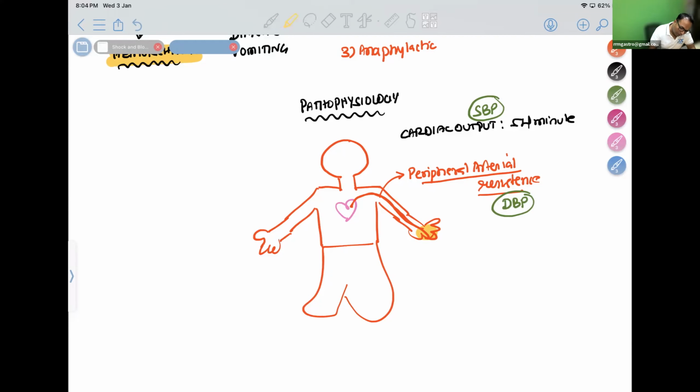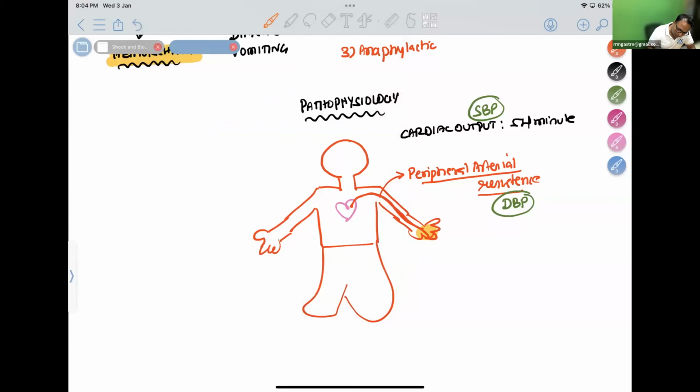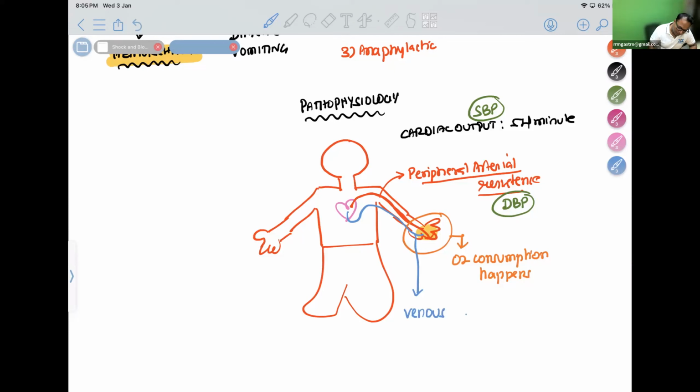And in the periphery, what happens? In the periphery, the oxygen is getting consumed. Please don't forget, peripheries consume the oxygen. So oxygen consumption happens in the periphery. After the oxygen is consumed, venous blood brings the blood back to the heart. This is called venous resistance. They also have a resistance known as venous resistance.